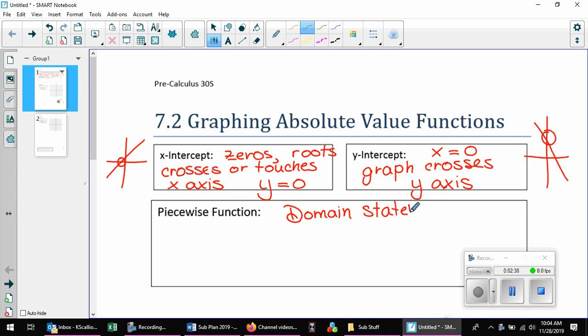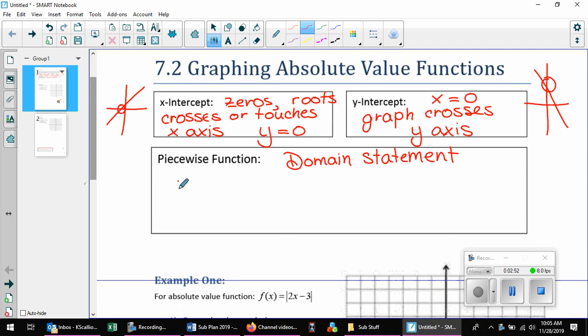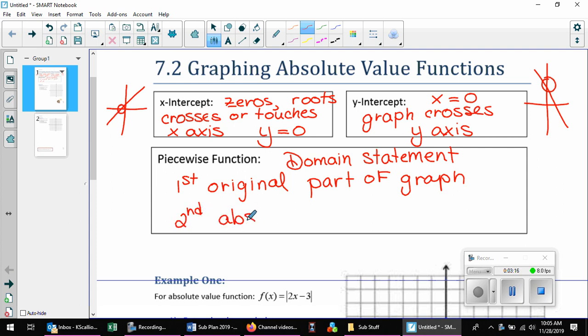You guys know what I mean by a domain statement? Like, x has to be between -3 and +2. Just like we write a domain, right? But we're going to write it specifically about 2 different things about this graph. We're going to break it into 2, and you're going to understand this a little bit better after we graph. So first is the original part of the graph. The second part is the absolute value part.